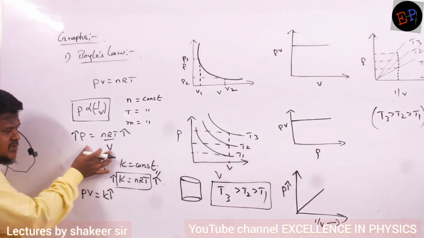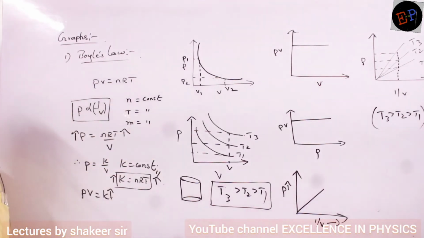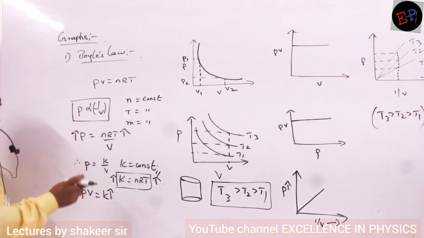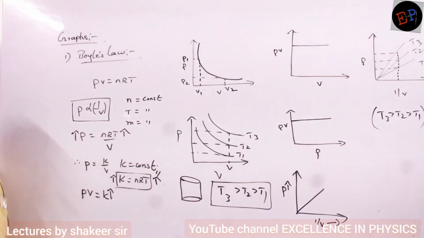Just if you remember this equation, ideal gas equation, any type of graph you can draw. No need of by hearting any of these graphs. Understood, no, ma? So, depending upon the situation, you have to select any type of graph. That's it. Okay?